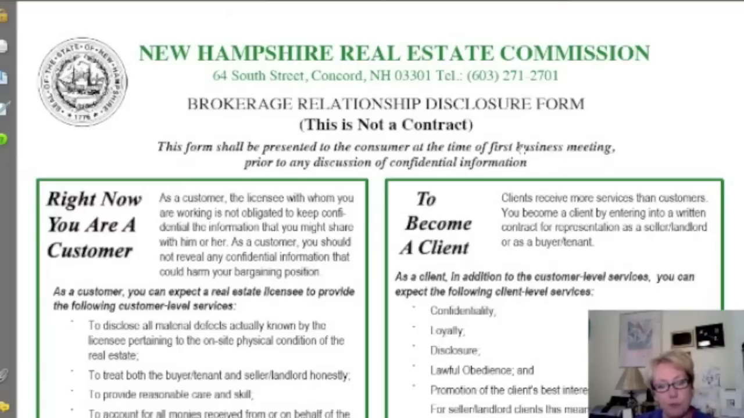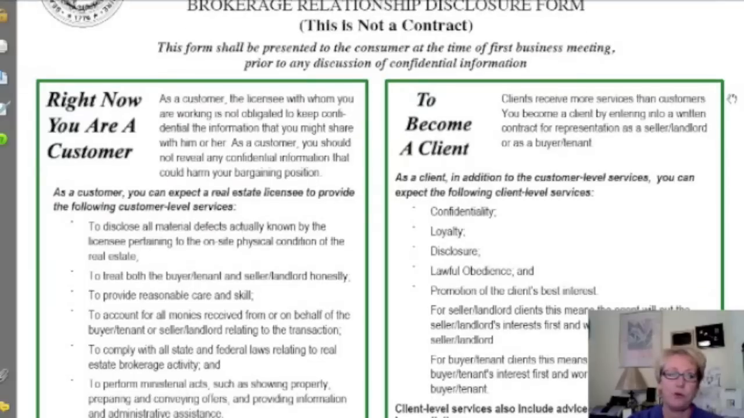But this form is the first document that you're going to get from a real estate professional. And as I said, it's not a contract. It says it right up here, it's not a contract, but basically it's a disclosure form. And in the beginning, you're a customer and you need to enter into a buyer agency or a seller agency relationship to become a client. And there's a lot to understand about the difference between customer and client. But for the purposes of this form, when you first meet an agent, understand that until you upgrade to a contractual relationship, you are a customer.